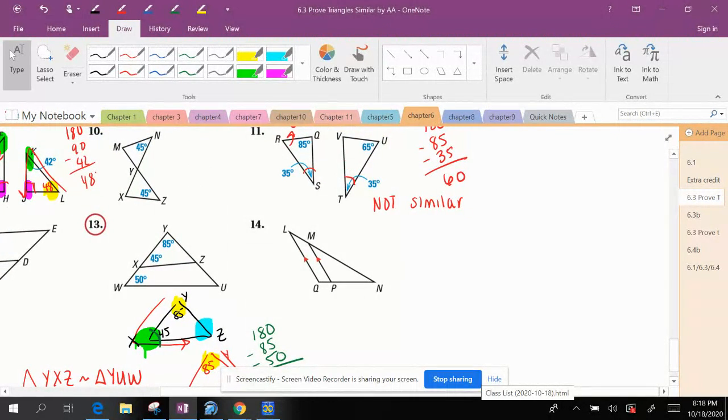Last but not least, I want you guys to give this one a shot before I explain it. Is it similar? Yay or nay? And then what is your similarity statement?